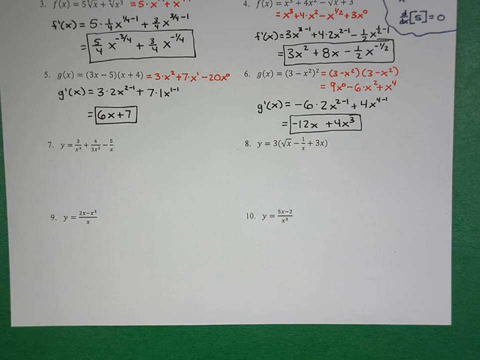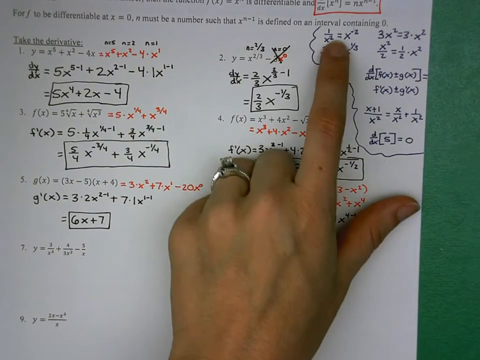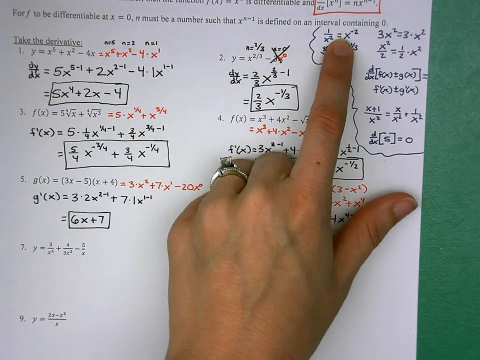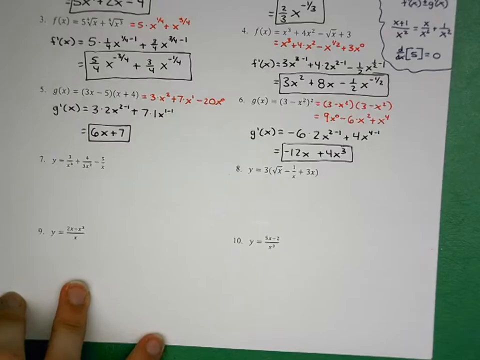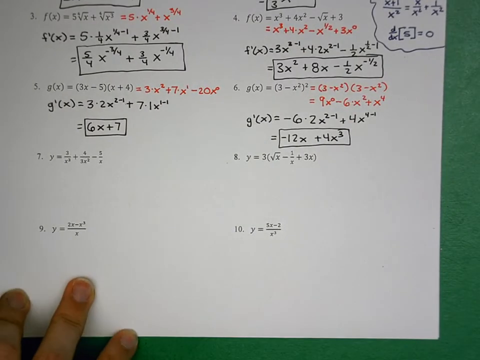Okay, number 7. So same thing with 7 and 8. 7 is for us to walk through together. 8 is so you can do one on your own. 7 and 8 have this idea of having to rewrite your denominator as a negative exponent, right? So walking through number 7.